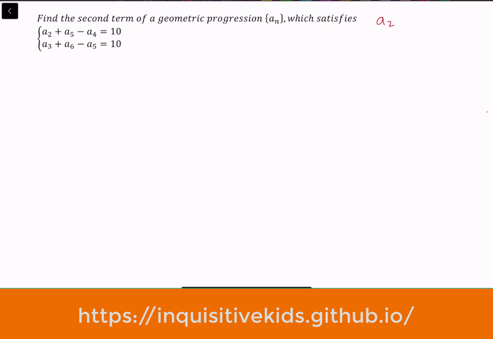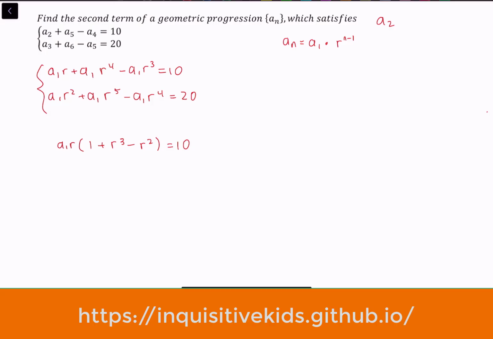So all terms would be equal to a sub 1 times the common ratio raised to the power of n minus 1. So our first equation becomes, and our second equation becomes, we have a common factor of a sub 1 r in the first equation. So let's factor that out. We can factor out a factor of a sub 1 r squared in the second equation.